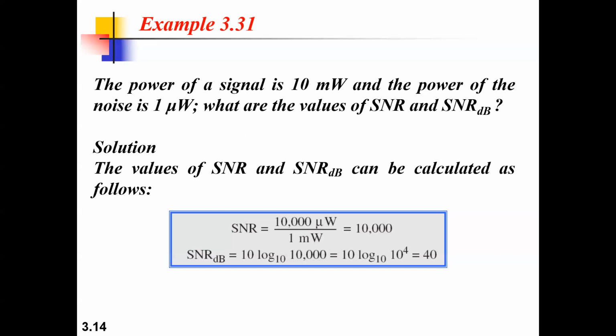I think this should be microwatts, not 1 microwatt. So 10,000 microwatts divided by 1 microwatt, of course, is 10,000. So the signal to noise ratio is 10,000 in this case. Okay. And the same can be converted in decibels, right? The formula given there for signal to noise ratio in dB is 10 log 10 of SNR. Just keep that in mind.